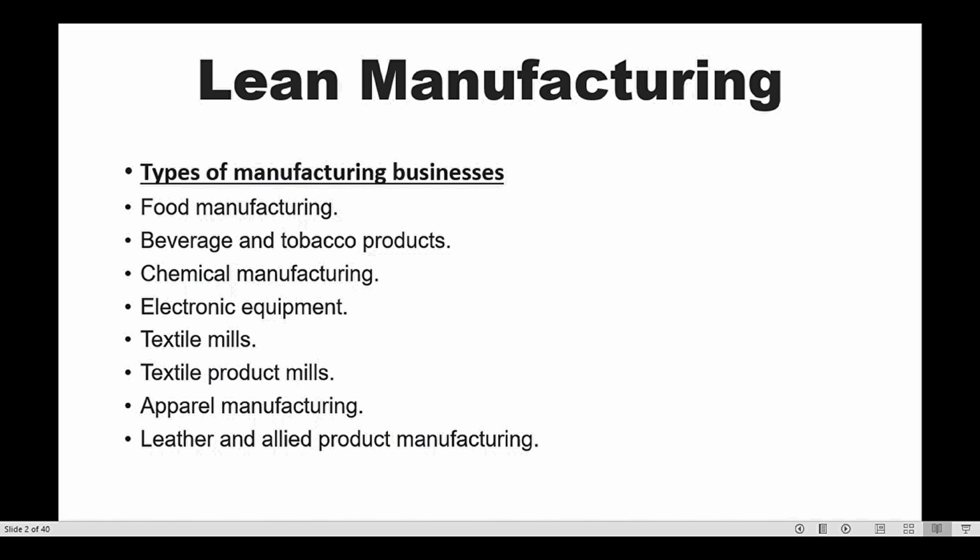Types of manufacturing processes where lean manufacturing tools are used: mostly the manufacturing industry, food manufacturing, beverage and tobacco products, chemical manufacturing, electronic equipment, textile mills, textile product mills, apparel manufacturing, leather and allied product manufacturing. These are industries where lean manufacturing tools are used for maximizing productivity, eliminating waste, and improving quality.